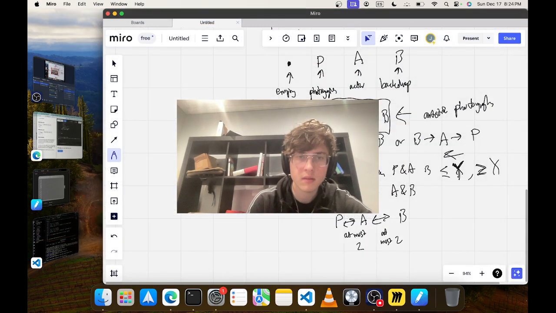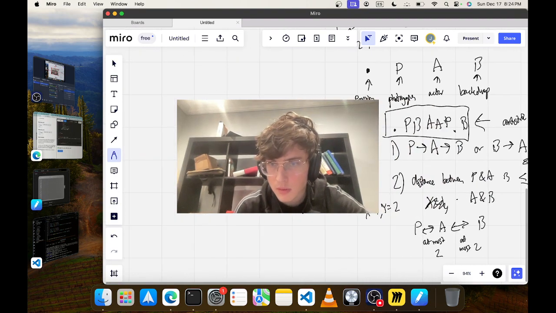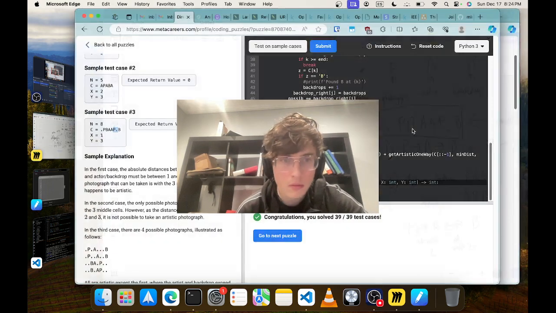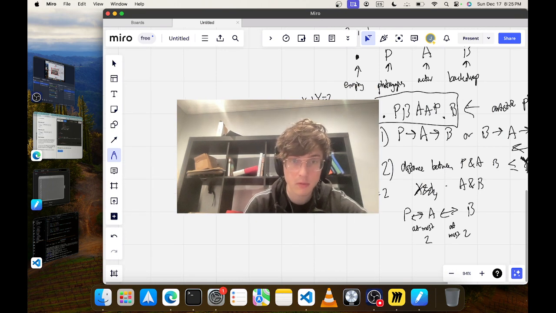So this first part, there's actually an artistic photograph here. So this P, and yeah, this is 2 distance away. Yeah, that's okay. It's about the number of people between, so that's okay. So there are 2 people in between. Then we have an A, and then there are 2 people between that and the next B. So this is also an artistic photograph. So there are 3 artistic photographs here.